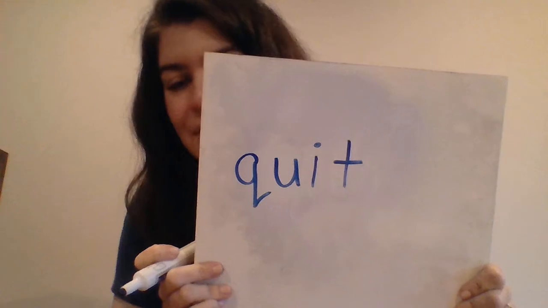Two more. We're going to change sit into quit. What letter team makes the qu sound? QU says qu. Now your word is quit. Last word. We're going to change the last letter and turn quit into quiz. Did you remember that Z makes the z sound? Now your word is quiz.